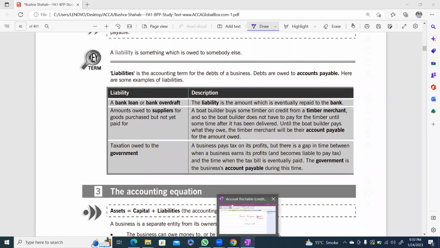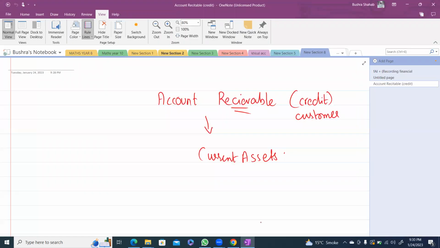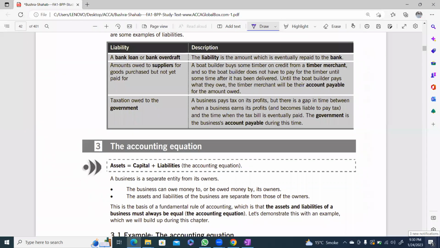Account receivable, the word itself tells you that you have to receive. Account payable is basically that you have to pay. It's vice versa to account receivable. This is your supplier, a credit supplier from whom you have bought the goods on credit. Then tax is also a liability. You need to pay the tax to the government. You are liable to pay the tax to the government. That's also your liability.